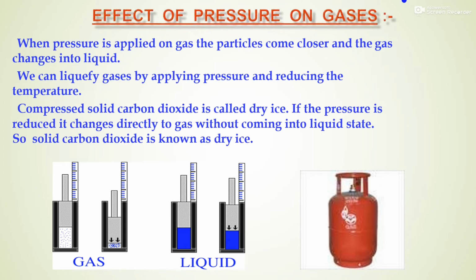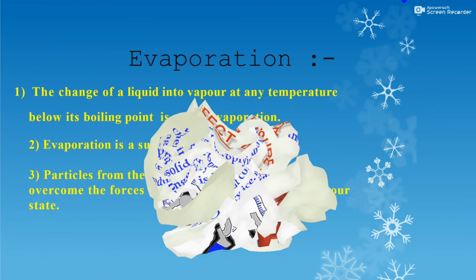We liquefy gases by applying pressure and reducing the temperature. For example, LPG, liquefied petroleum gas, which we use in our house. Compressed solid carbon dioxide is called dry ice. If the pressure is reduced, it changes directly to gas without coming into the liquid state. So solid carbon dioxide is known as dry ice.